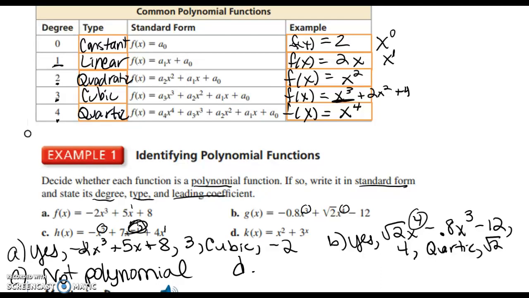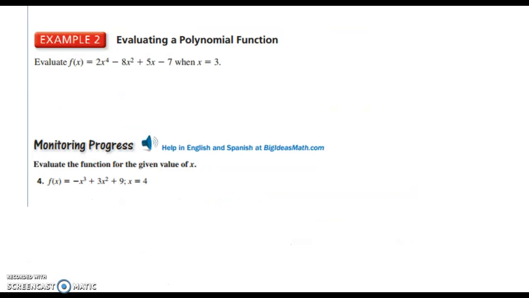Let's look at D. This also is not a polynomial. We have exponents of 2 and an x in the exponent. That makes it not polynomial. Moving on to example 2.